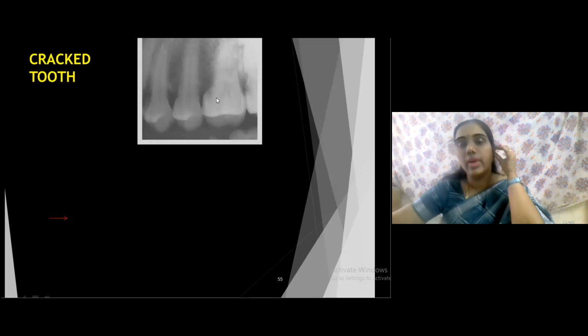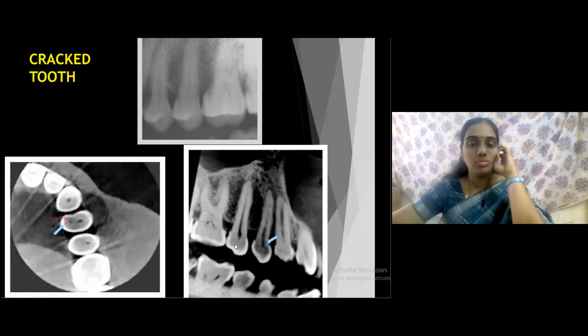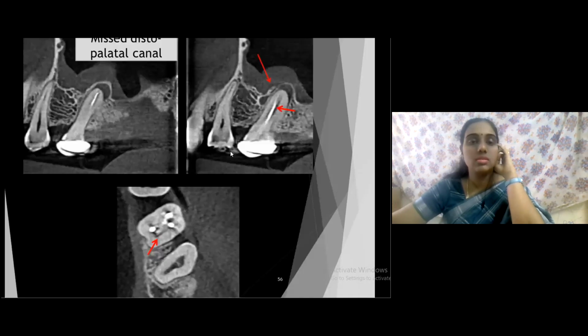So now coming to cracked tooth. Here, the patient has an intraoral periapical radiograph. The patient was having constant pain in the premolars and the molars. Yes, but the patient was not very specific, and CBCT was taken. Now you will be able to make out the small thin radiolucent line which is present in the palatal crown. So this is a crack in the tooth which is causing the pain. So this was also an interesting presentation.